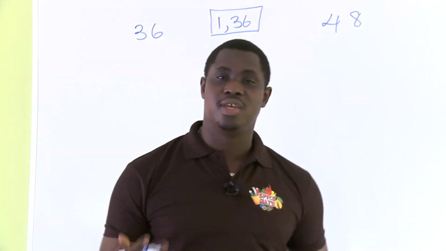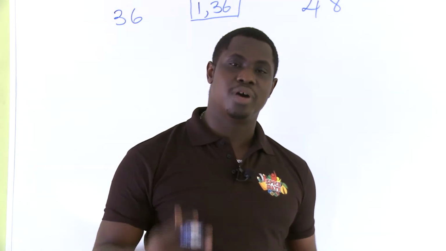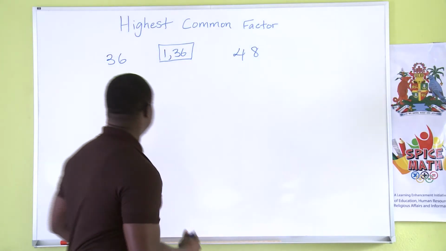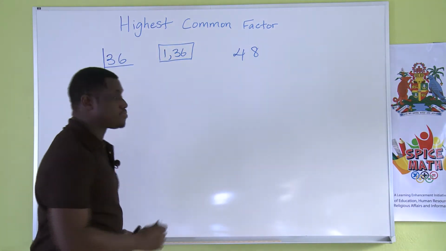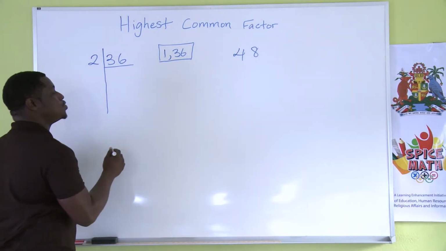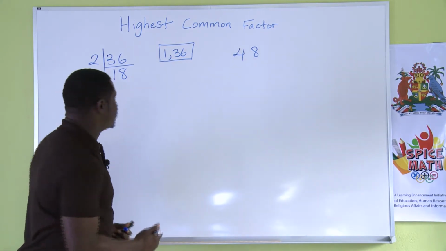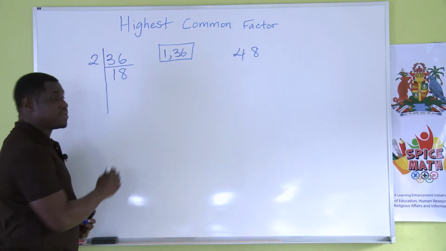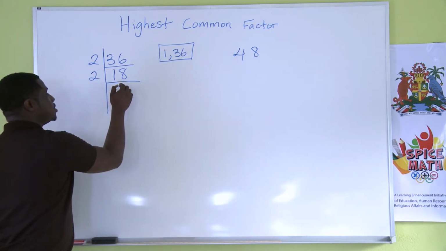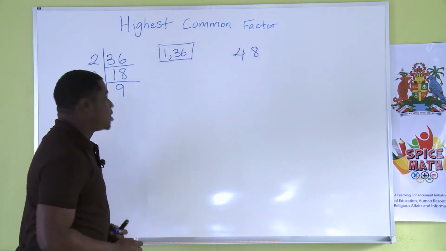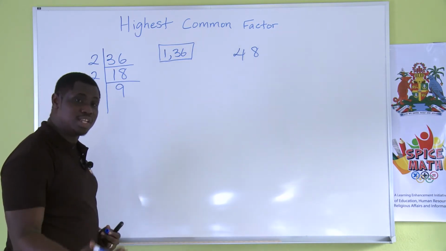Now, for me to get the remaining factors, I can continuously divide the number 36 by the lowest possible prime numbers. Let's see. The first prime number I can divide 36 by is 2. When I divide 36 by 2, it leaves me with the quotient 18. Then I realize I can divide 18 by 2 again. When I divide 18 by 2, it leaves me with the quotient 9. Can I use 2 again to divide 9? No, because it's going to leave a remainder.